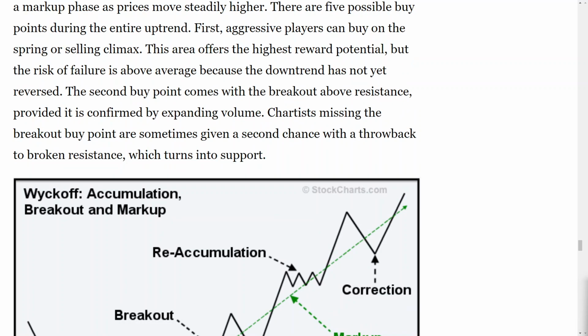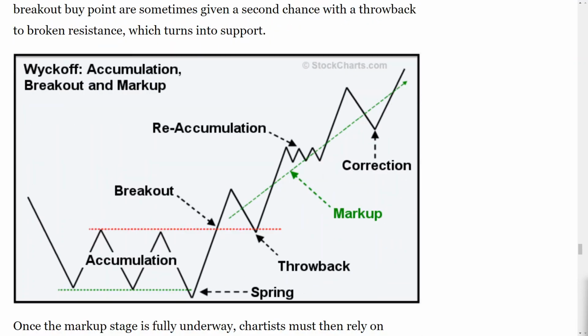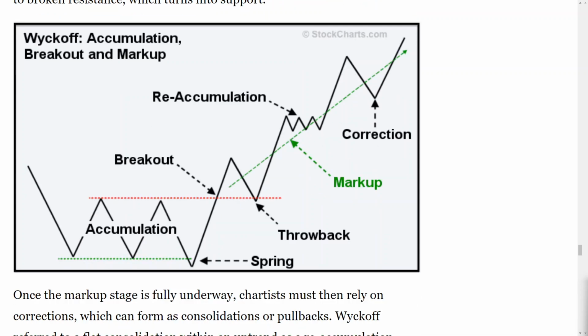Chartists missing the breakout buy point are sometimes given a second chance with a throwback to broken resistance, which turns into support. Once the markup stage is fully underway, chartists must then rely on corrections, which can form as consolidations or pullbacks. Wyckoff referred to a flat consolidation within an uptrend as a reaccumulation phase. A break above consolidation resistance signals a continuation of the markup phase.